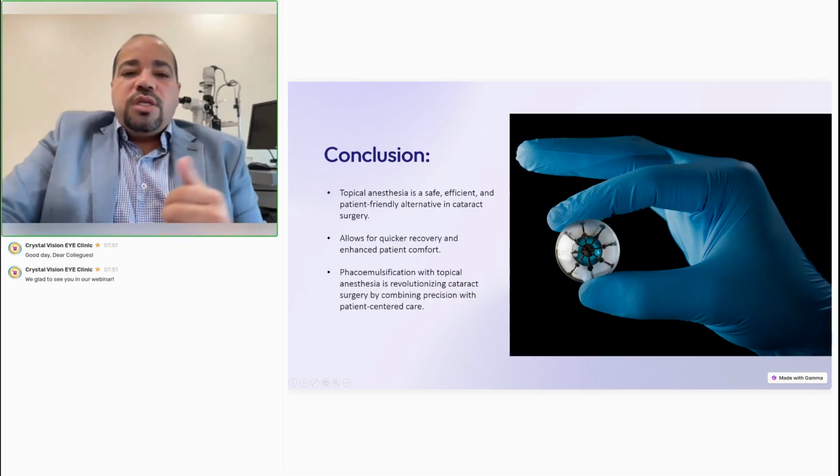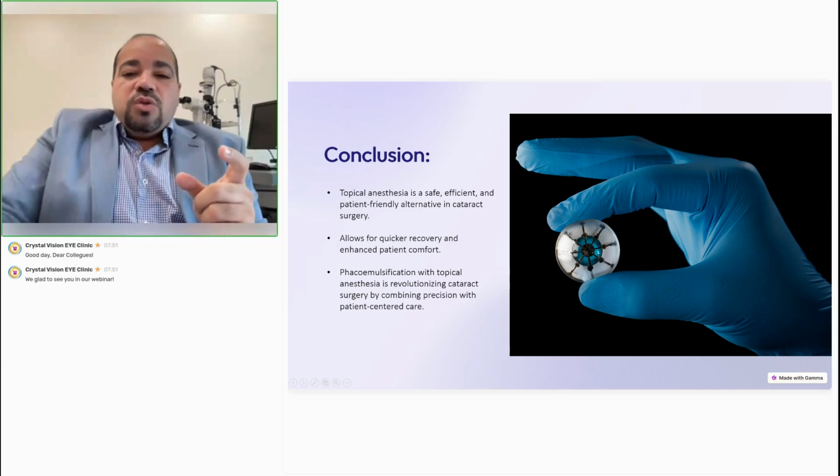In conclusion, we believe that topical anesthesia is a safe, efficient, and patient-friendly alternative in cataract surgery. It allows for quicker recovery and enhanced patient comfort. Phacoemulsification with topical anesthesia has revolutionized cataract surgery by combining precision and patient-centered care.